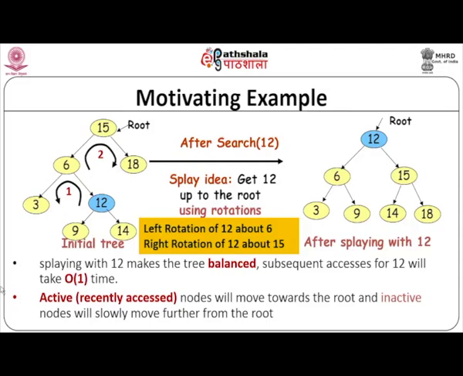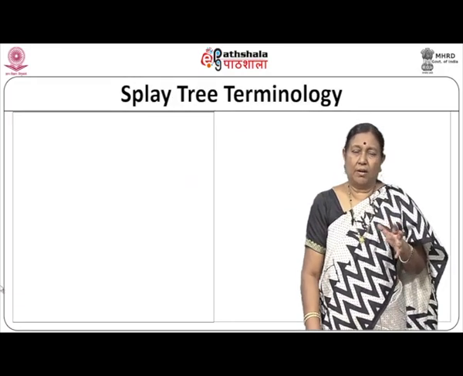This is the idea. Nodes that are less frequently accessed, like for example 15, which was at the root then, have now moved down the tree, relatively. The idea here is that next time also 12 is likely to be inserted, searched or accessed. So, 12 has now moved up the tree, and because it is the root, it will take of the order of 1, not even log n. So, that is the motivating example of why the Splay tree was designed. Let us talk about some terminology.